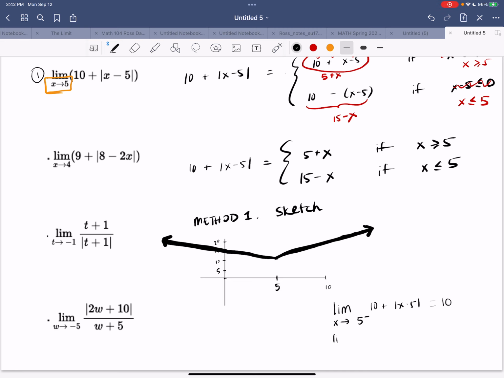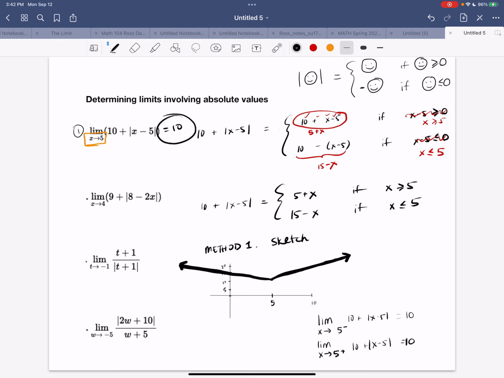And on the other hand, the limit as x approaches 5 from the right will also be 10. So the values are also getting closer to 10. Okay, so I would say that since the limit from the left is equal to the limit from the right, the limit exists and is equal to 10. Okay, so that was method 1, is to use a sketch. And I'll show you another method.